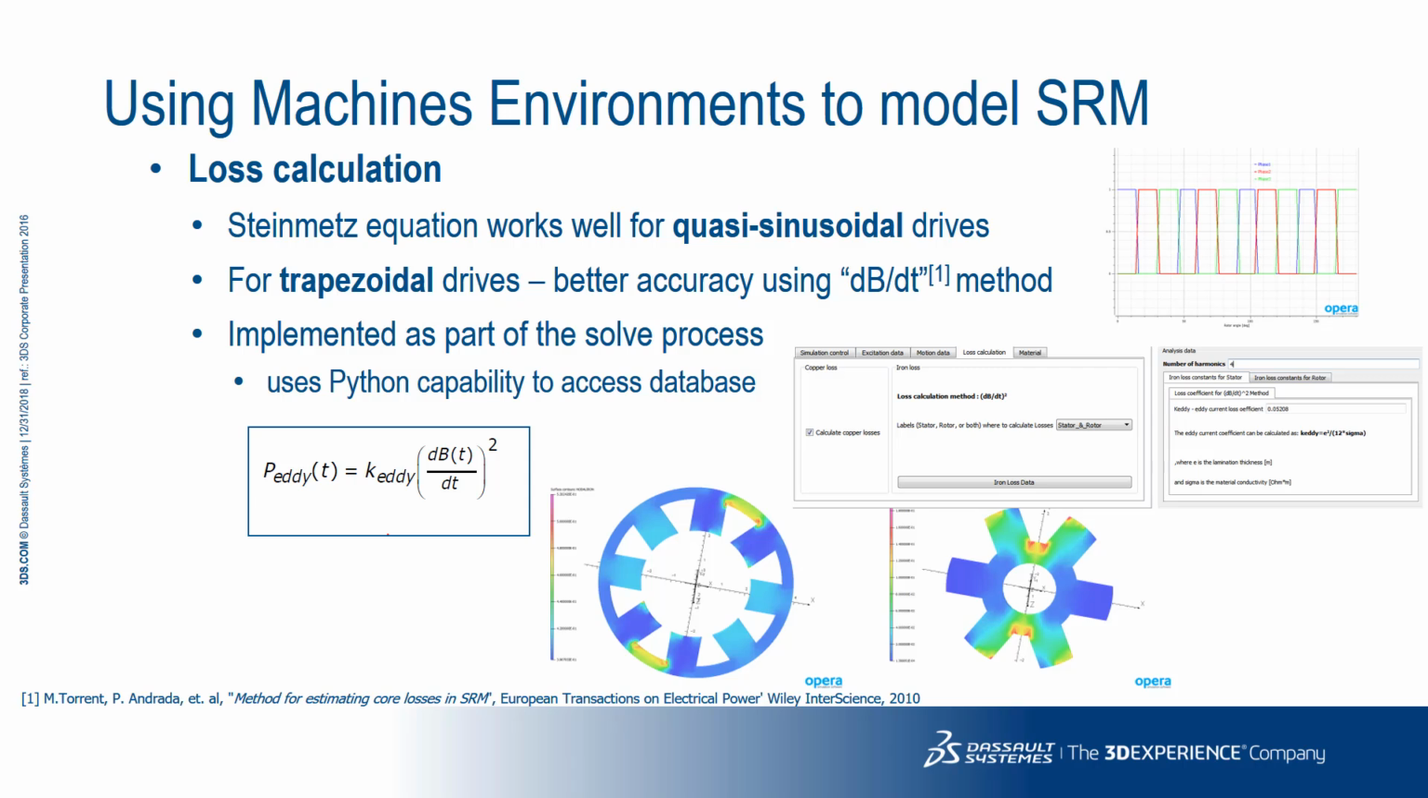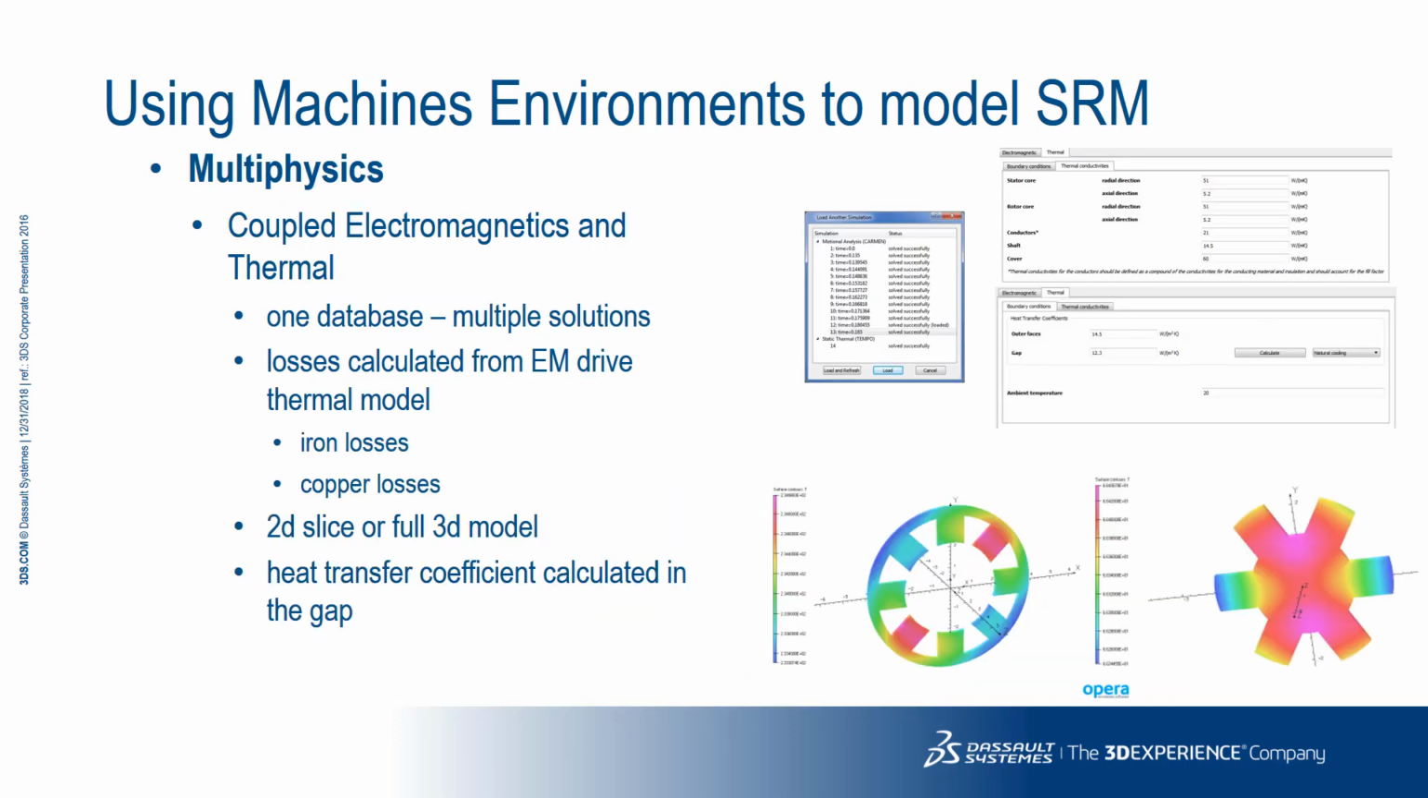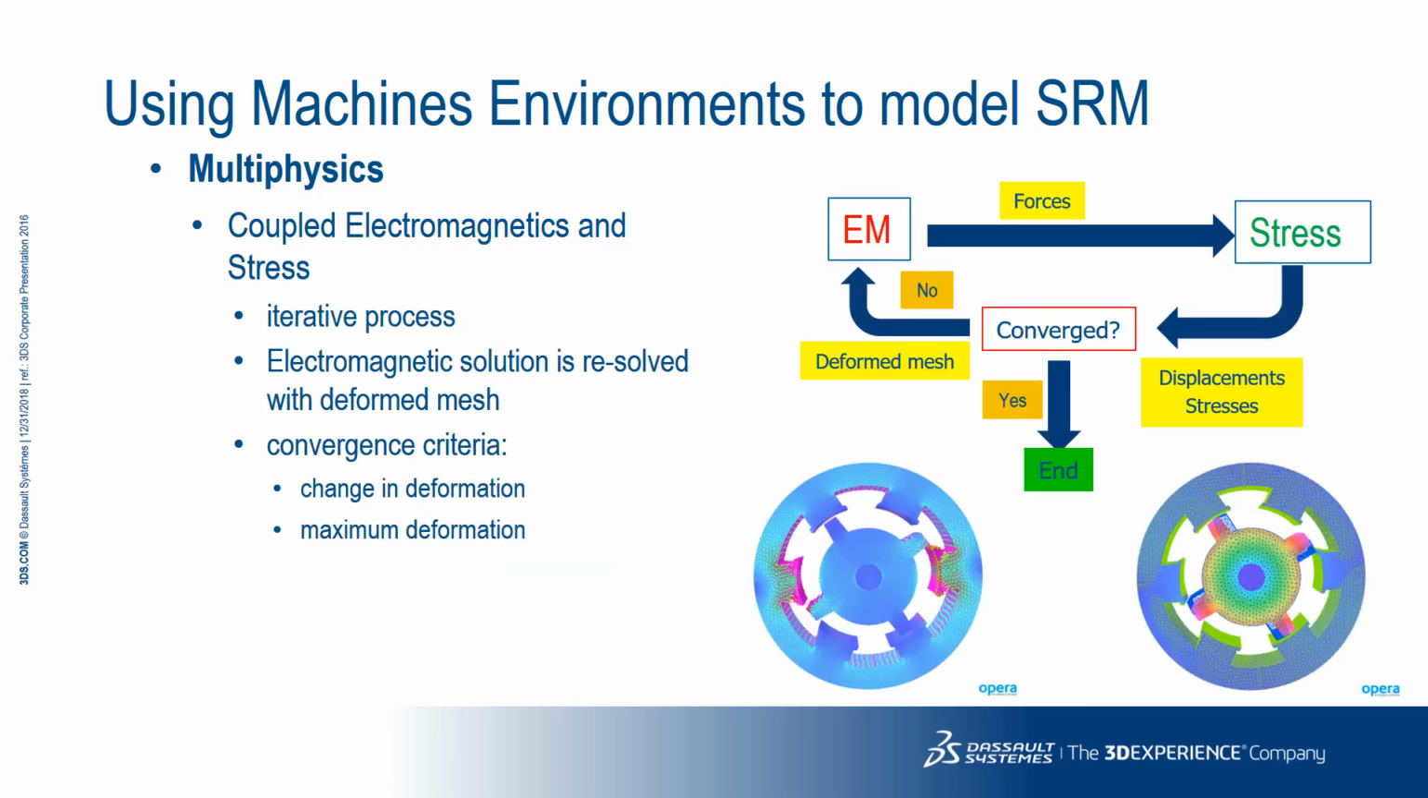For example, when calculating losses, most software, Opera included, uses Steinmetz calculations, but they're only accurate for quasi-sinusoidal drives. So for SRMs, with their trapezoidal drives, we automatically switch to a more accurate method. The losses from these calculations can then be automatically passed to thermal and stress solutions, either for the slice model or for the full 3D model.